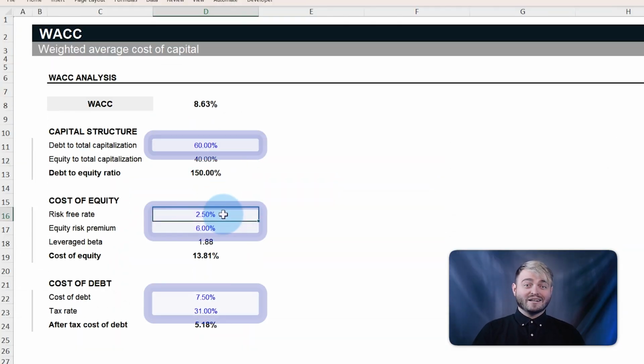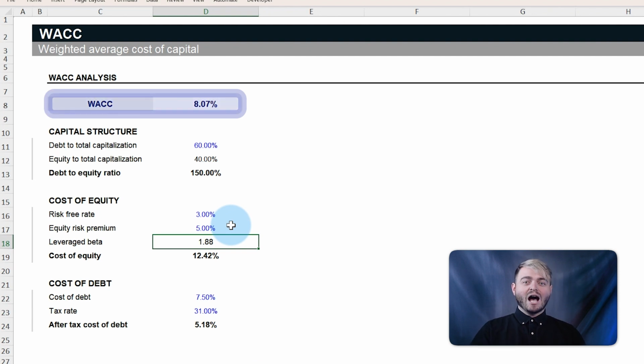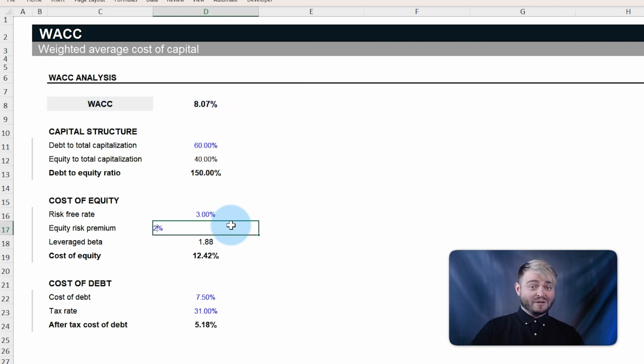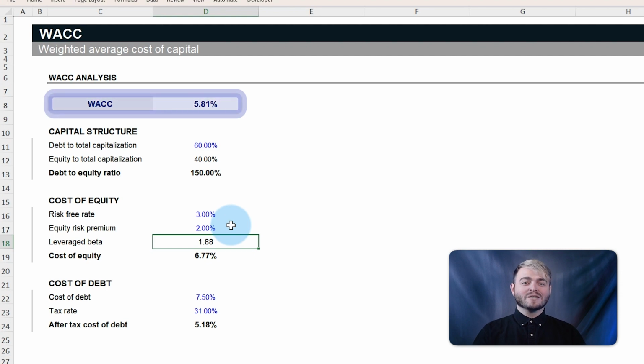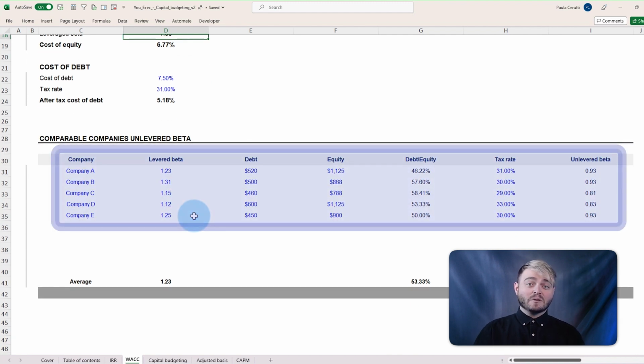Enter the required data on each section, and the WACC will be displayed at the top of the tab. A high WACC can lower a company's profitability, while a lower WACC can increase profitability by reducing the cost of borrowing money. Now, at the center of WACC is the unlevered beta.